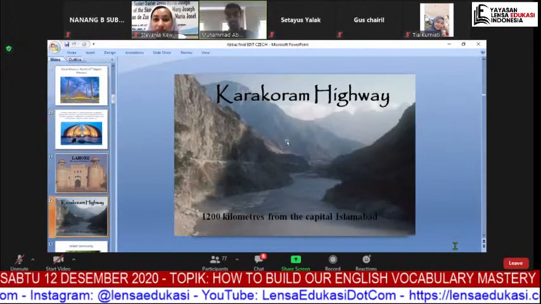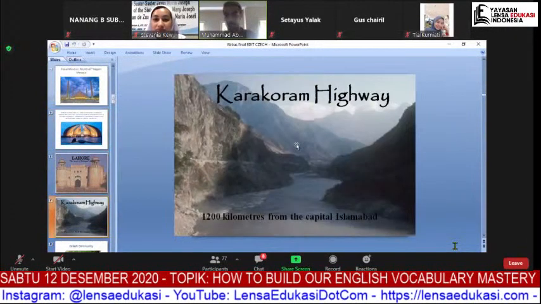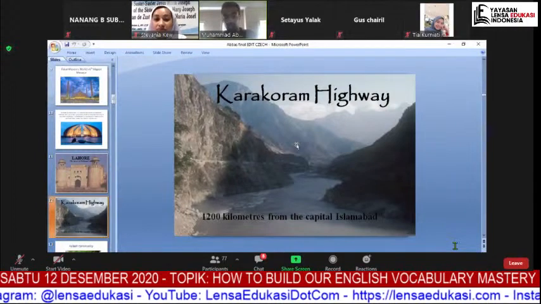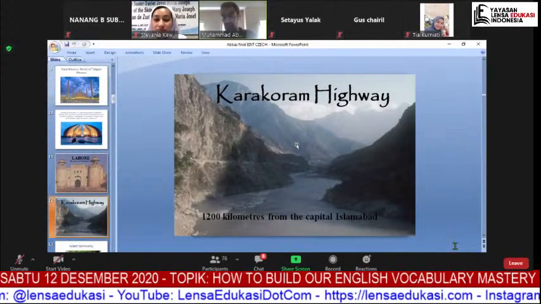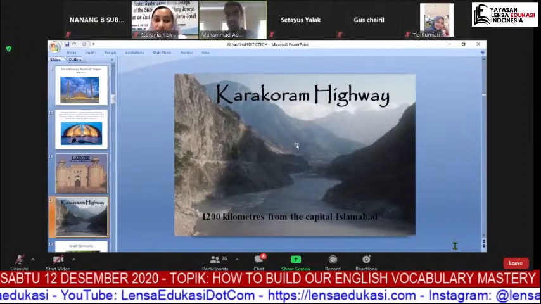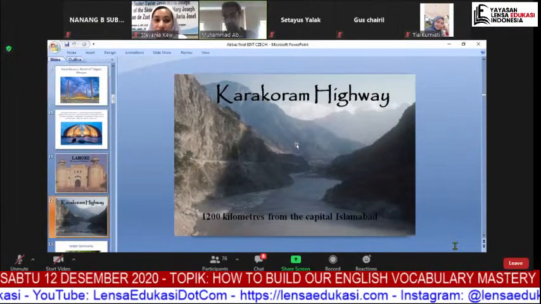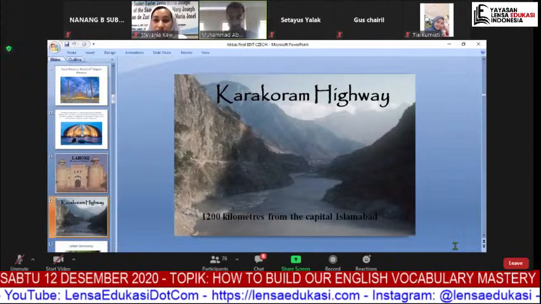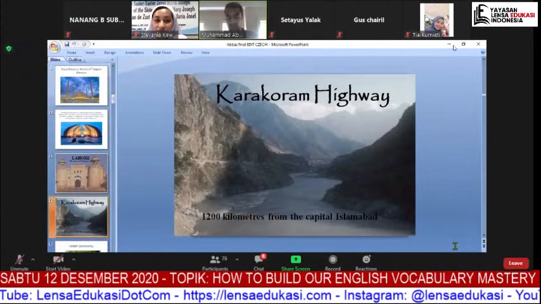And we have a lot of cultural diversity. We have five provinces. Everything is different: their food, their customs, their culture, their traditions, their language, dialect, everything is entirely different. But the one thing in common is religion and the national language, Urdu.